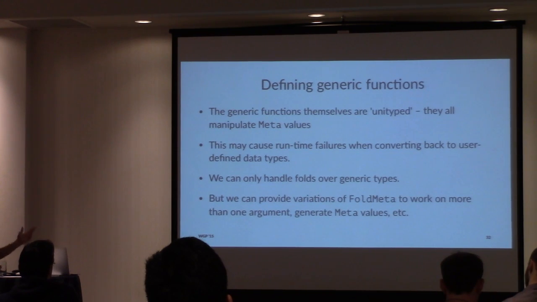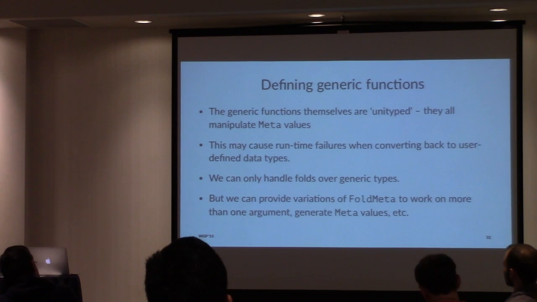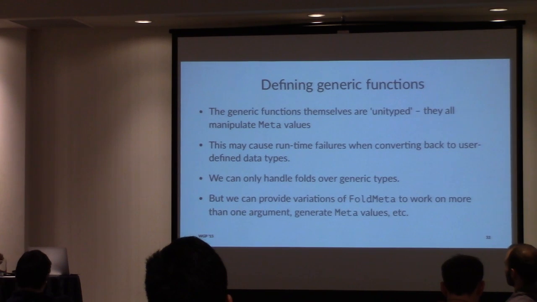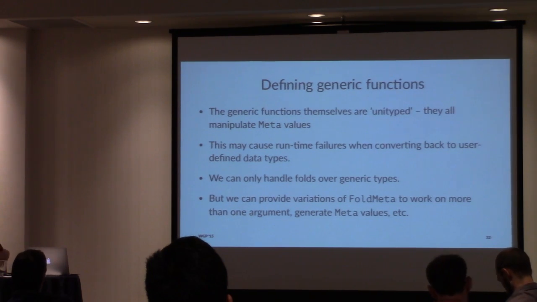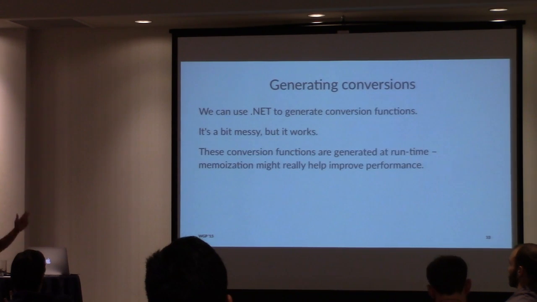Of course, an obvious limitation is that this is really useful for defining one class of functions, namely generic folds. Where that's a limitation, we can also define several other related classes which are slight variations on fold meta. So we could take more than one argument, so we can do generic equality, we can generate meta values if we have some kind of unfold meta, and so forth. So generating conversions works very smoothly, and uses .NET. But once again, they're generated at runtime. So it's worth putting a little bit of thought into whether we can do memoization to improve performance here.